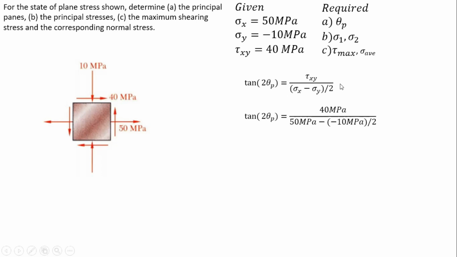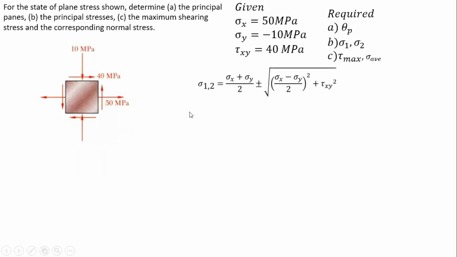So tan 2 theta p is equal to tau xy divided by sigma x minus sigma y over 2. We just substitute the given. What we get is 2 theta p equal to 53.13 degrees and 233.13 degrees. To get the second one, we just add 180, as stated in the relationship in the previous slide. Solving for theta p, we divide by 2, so we get 26.56 and 116.56 degrees.